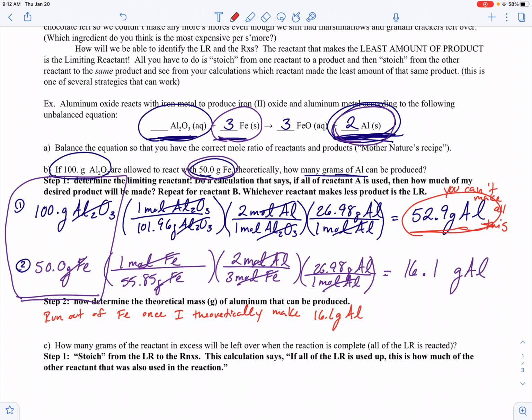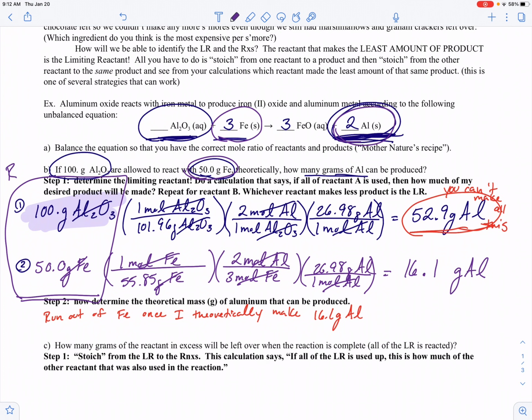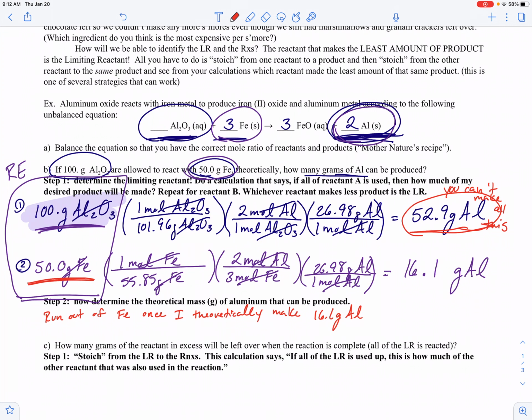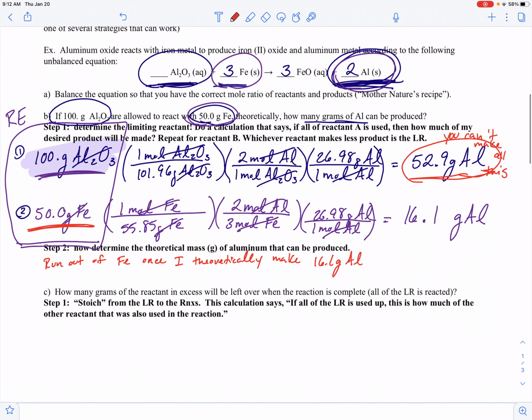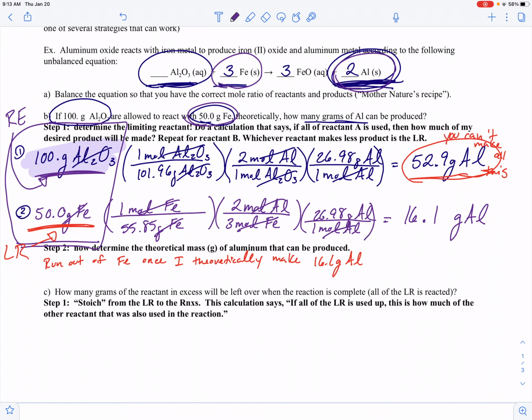So if you can't make all of that, that tells me a couple of things. It tells me, number one, that my aluminum oxide is going to be my reactant in excess. I'm going to write RE. So my aluminum oxide is my reactant in excess. My iron, in this case, is going to be the thing that limits the amount of product I can make. So then this becomes my limiting reactant. So my iron is my limiting reactant, and my aluminum oxide is my reactant in excess.